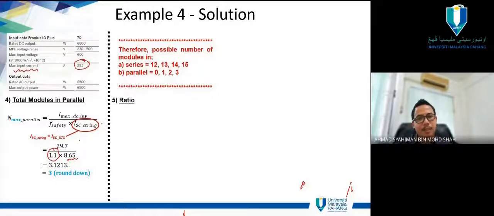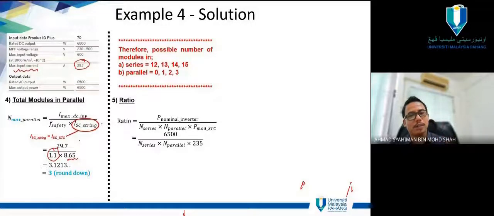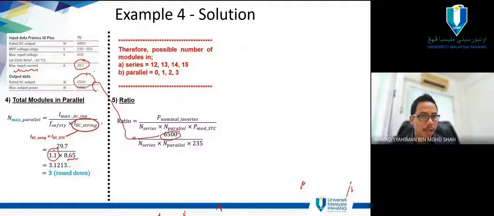Okay. So dia ada satu lagi term kita panggil sebagai ratio. Nanti saya kaitkan dengan benda ni. So ratio tu P nominal inverter over N series over N parallel over P mod STC. Okay, ini datang dari mana? Dia panggil ratio ni tujuan dia apa tau? Kita nak pilih the best configuration sebenarnya antara modules tu. Okay, so dia say sini, ingat rated AC nominal. Nominal untuk inverter ni. Ni yang kita dapat dari sini. Okay. And then N series and parallel.